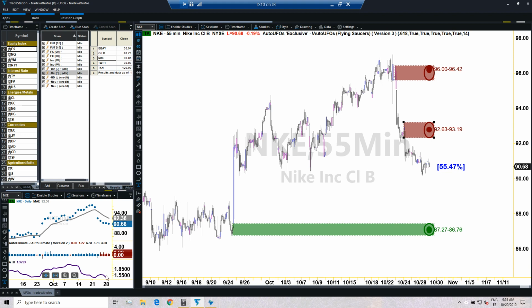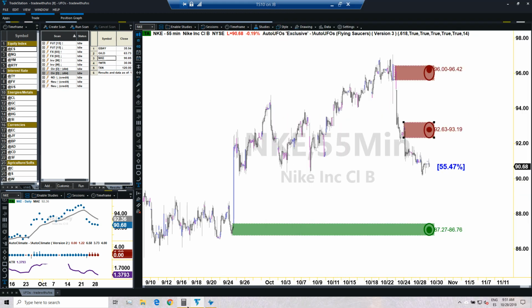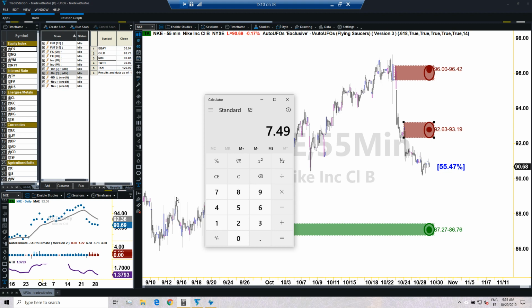The average true range is 1.3793. So 7.49 divided by 1.3793 is 5.43, and we assume that the price will move at a speed of a net ATR each week, and each week is made of 7 days. So therefore we are looking at 38 days to get to the target. That's our estimation for time to target.